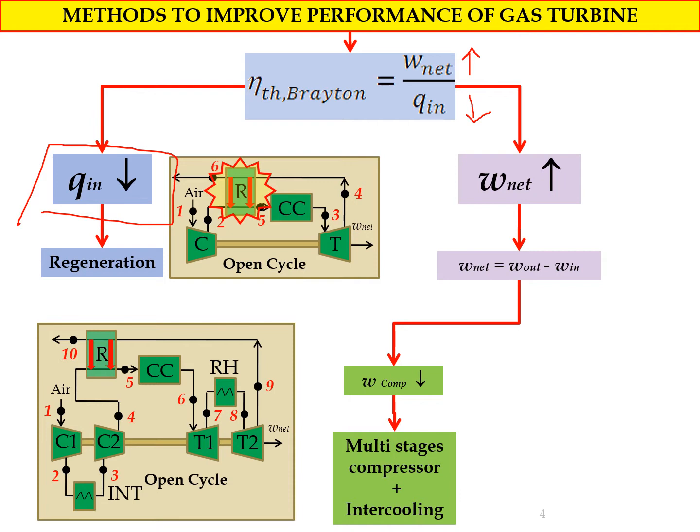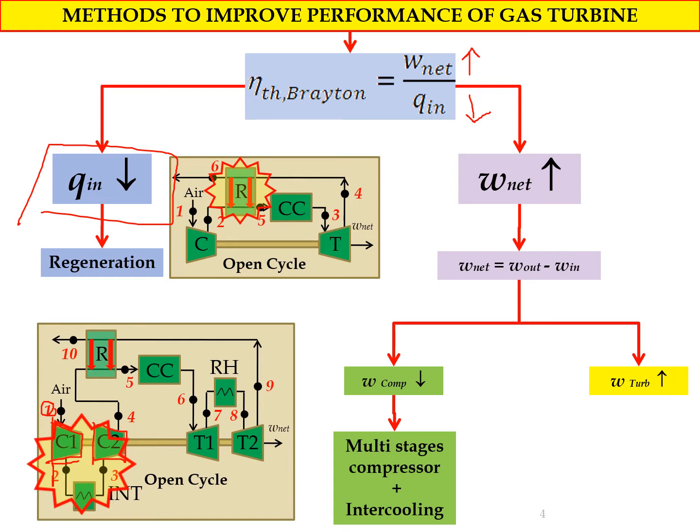As you can see from state 1 here, this is the multi-stage compressor, compressor 1 and compressor 2. And as you can see here, this is the intercooler section. From state 2 it goes into the intercooler and the output of it is state 3.